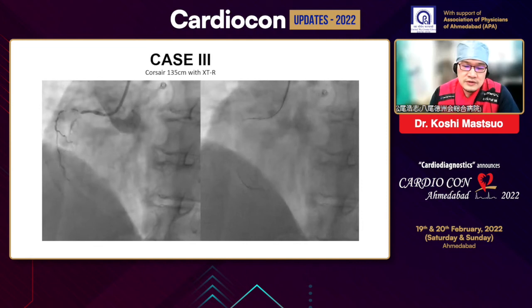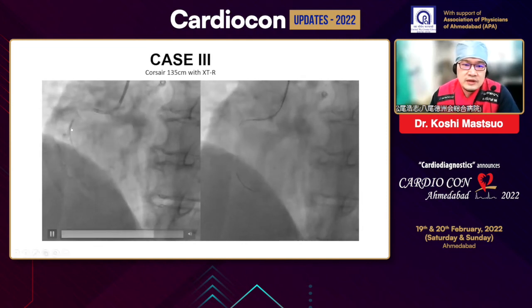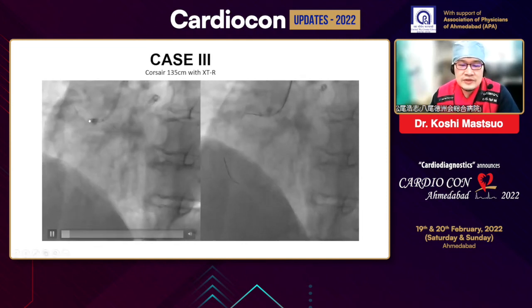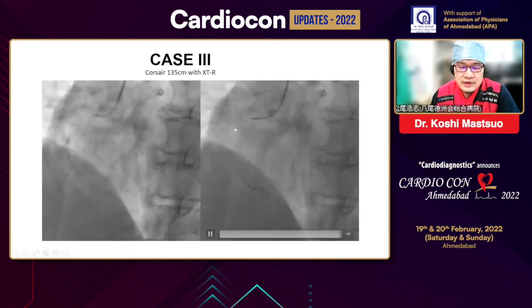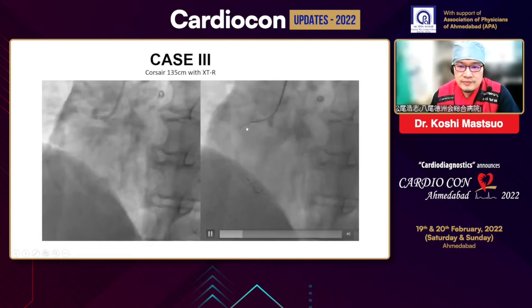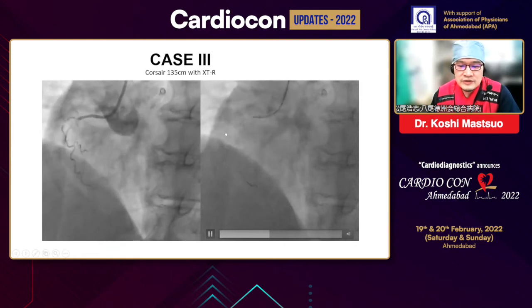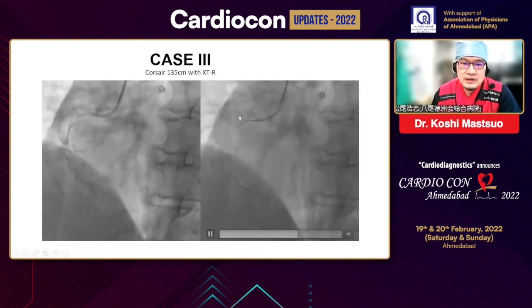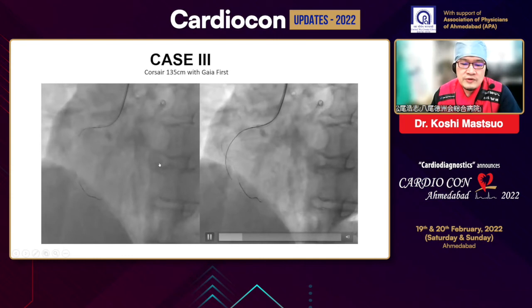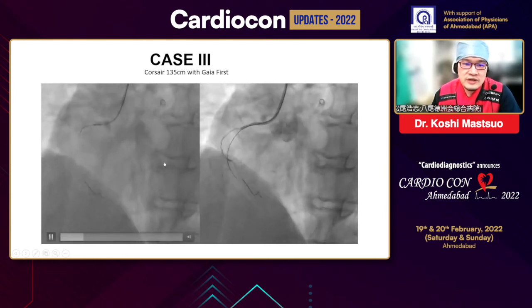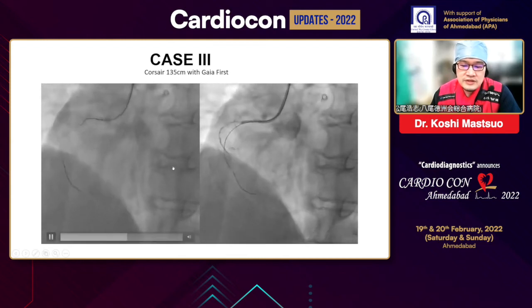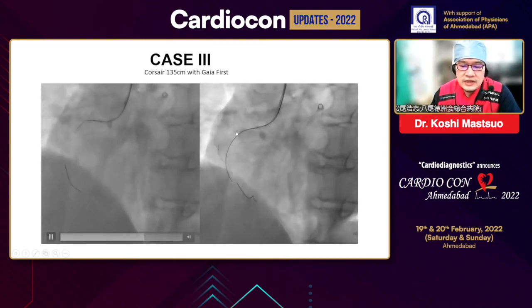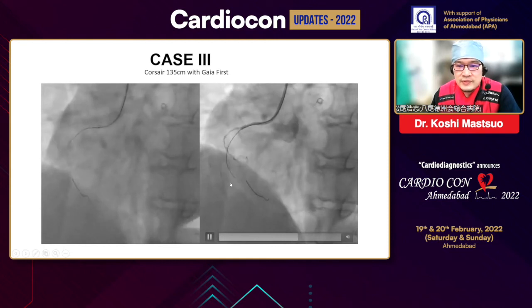This is also an RCA CTO case. I tried to cross using XTR with the anchor wire technique, but I couldn't cross here easily using XTR. So I quickly changed the wire to Gaia first. After changing the wire, I could cross easily to the distal true lumen like this.